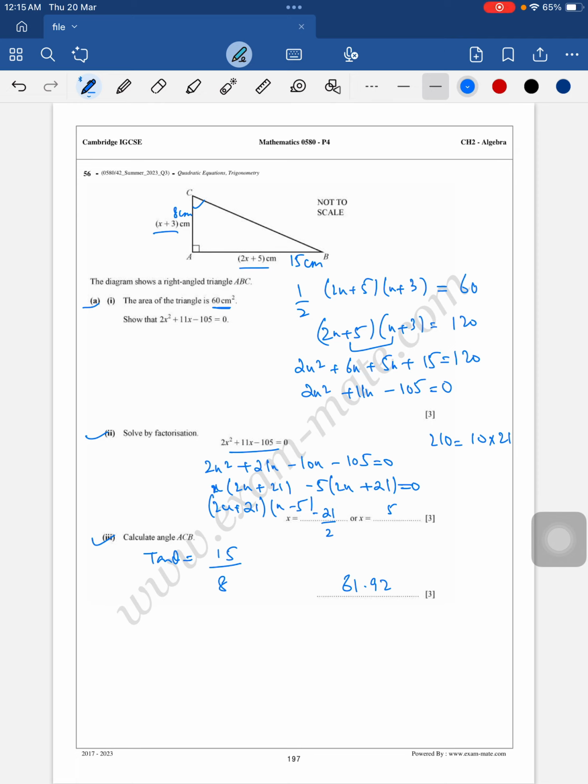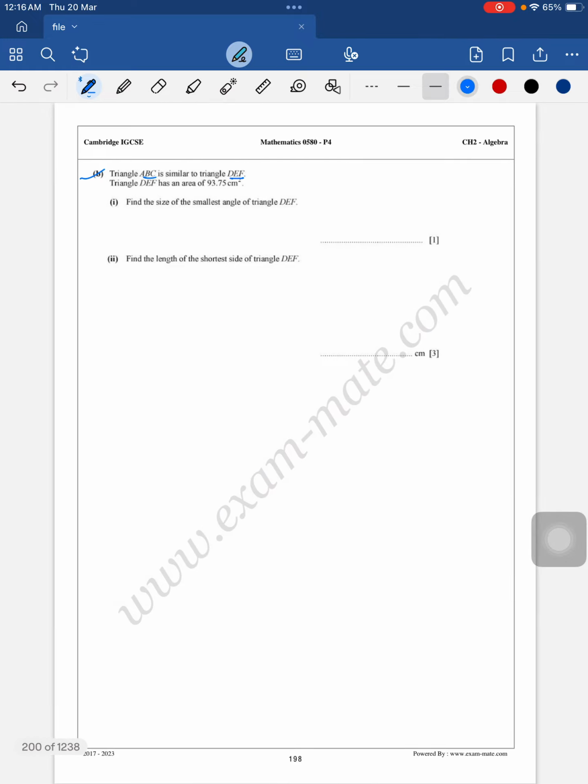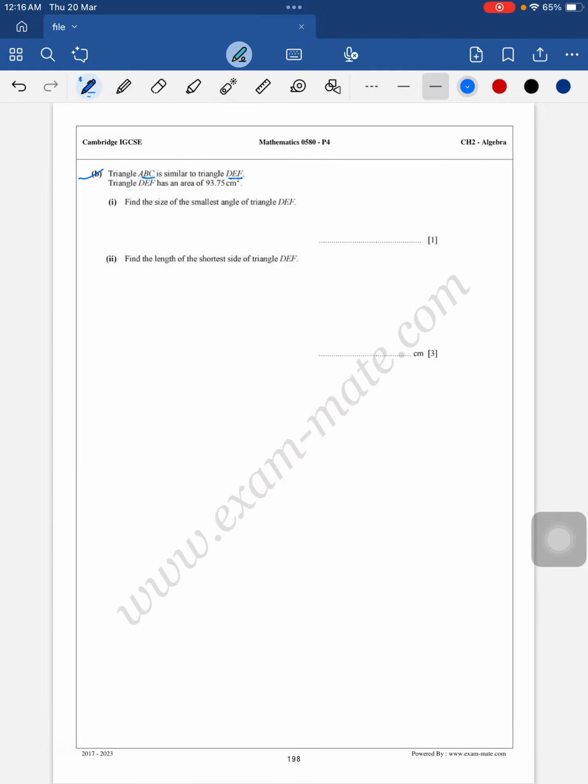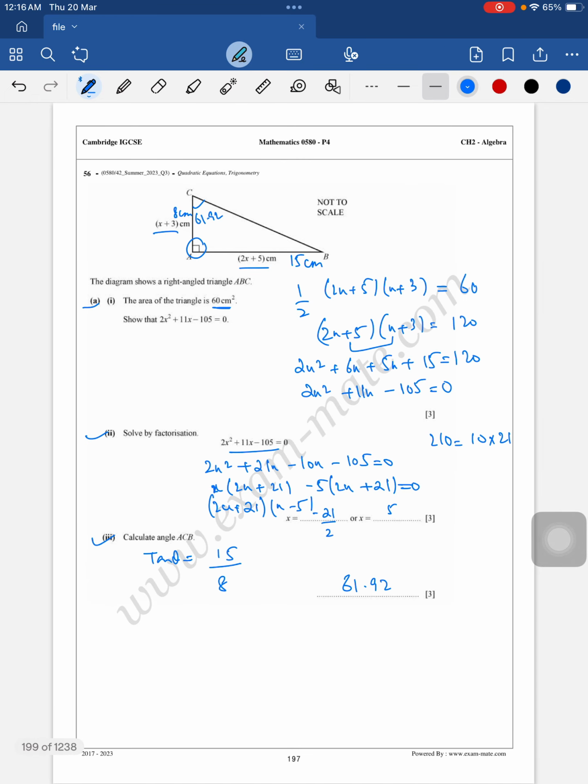So we have taken out, this is 61.92 and this is already 90. The sum of angles in a triangle is 180. So 90 plus 61.92 and subtracting from 180, I'm getting 28.08. So the smallest angle in triangle ABC is 28.08, which will be the same in triangle DEF, right? Find the length of the shortest side of triangle DEF. So here in the triangle, the shortest side is 8, right?